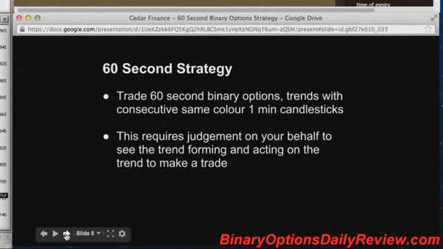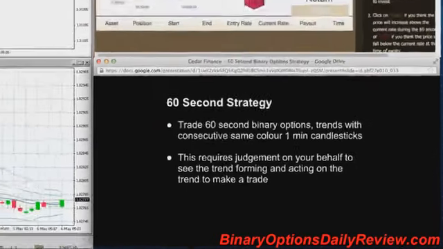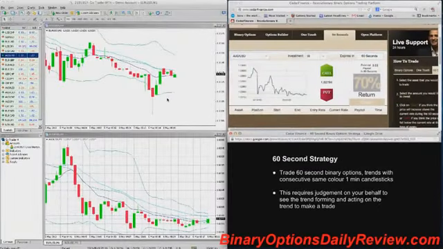So onto the strategy, the 60-second strategy. We're going to trade 60-second binary options. We're looking for trends with consecutive same color 1 minute candlesticks. In this particular one, we're looking for a trend when we see 3 same color candles.